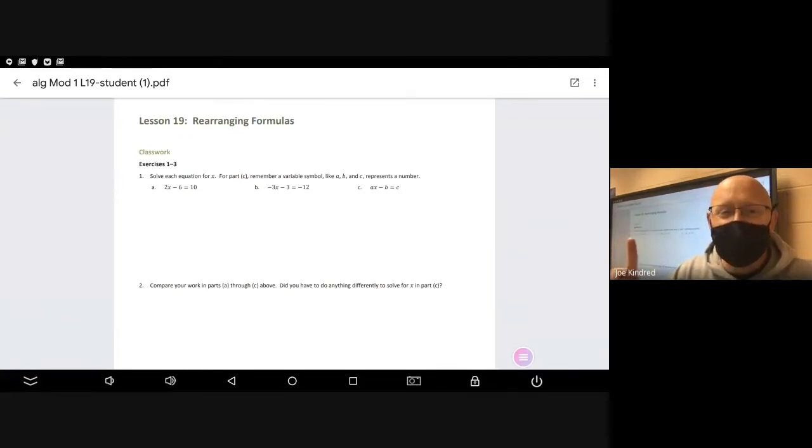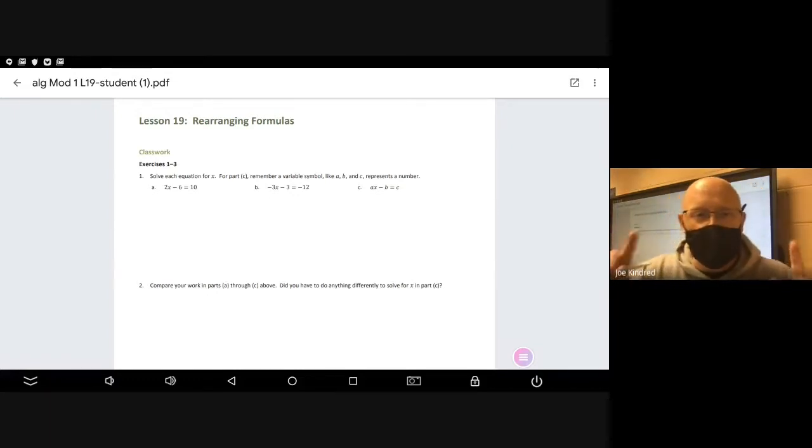So let's start with our Lesson 19 book and the Eureka Math series. They do a really good job with this lesson in terms of organizing it and approaching it from a very simple point of view. So let's start with exercises 1 through 3, and we're going to do those together in class. As I do these problems, you're going to do them on the screen or in your notebook. Here we go.